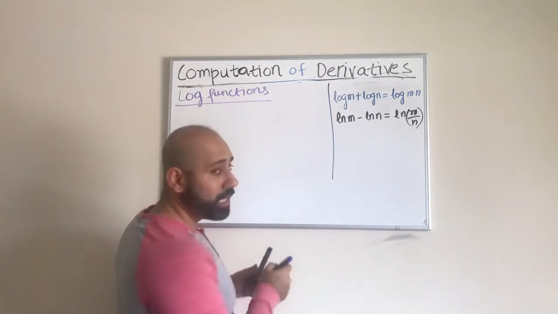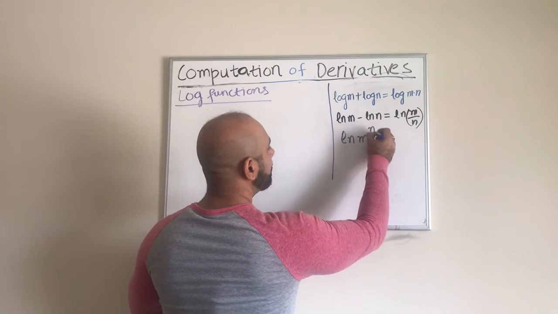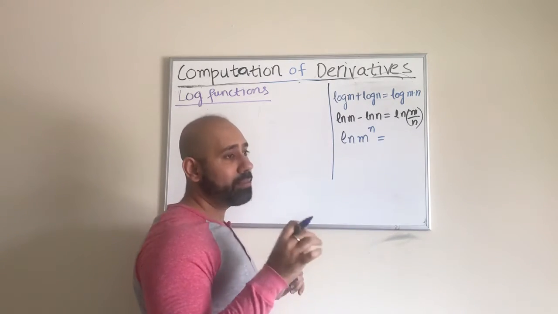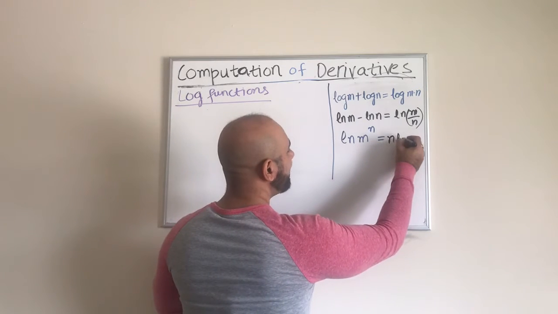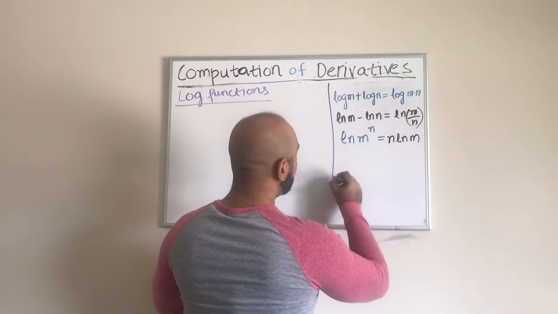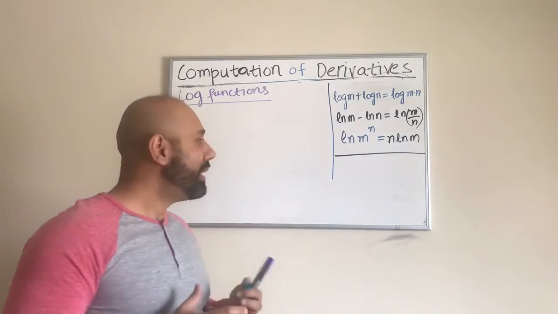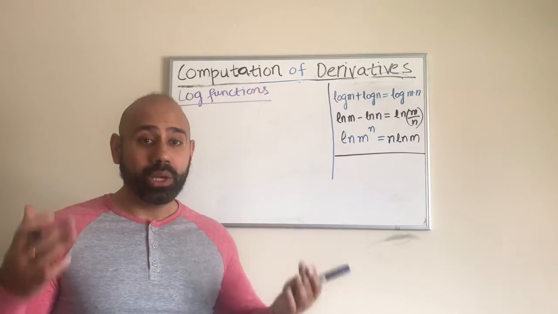And the third one, which is equally important, is when we have ln of m to the power n. It's called the power property for logs. When we have m to the power n, you just bring that n up front, and it's n times the ln of m. So guys, these are the three basic properties that one has to know before one starts finding the derivative of the log functions.